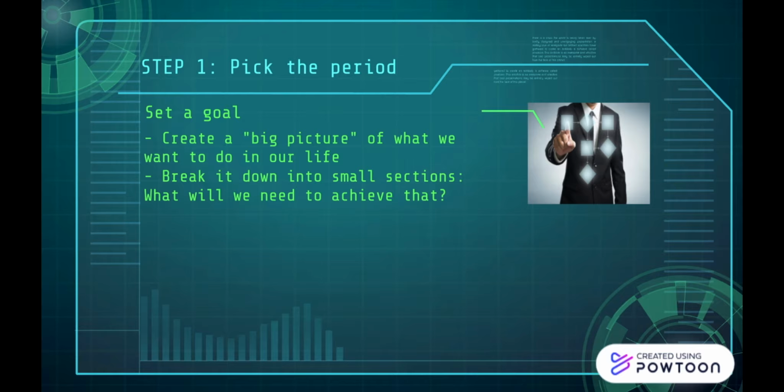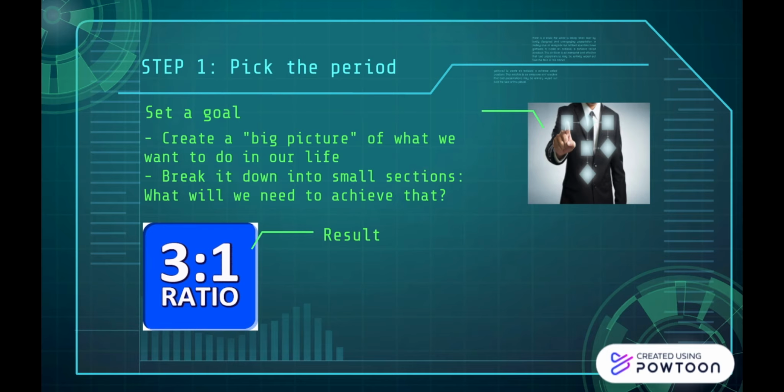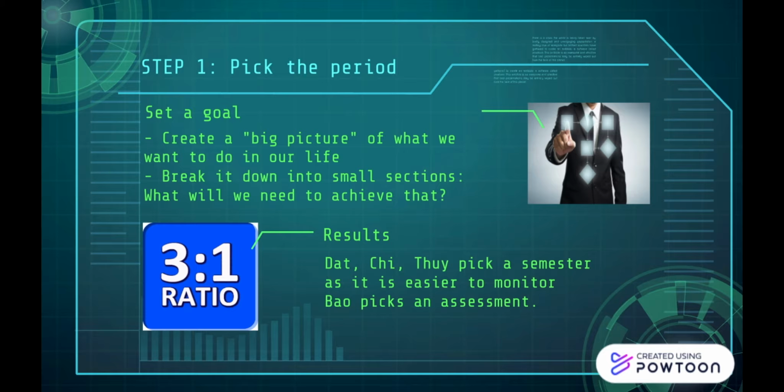We determine whether the goal will be long-term or short-term. Here, we pick one between the 4 options: assessment, unit, semester, academic year. Most of us pick a semester as it is easier to monitor. Bao picks an assessment.